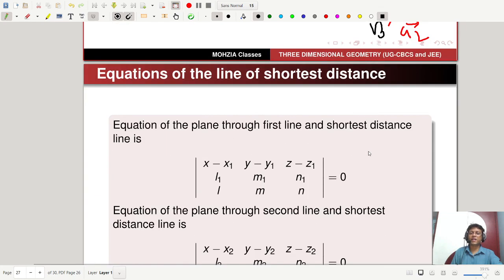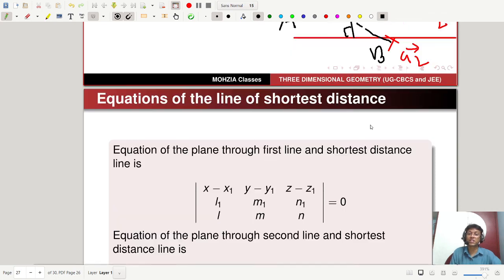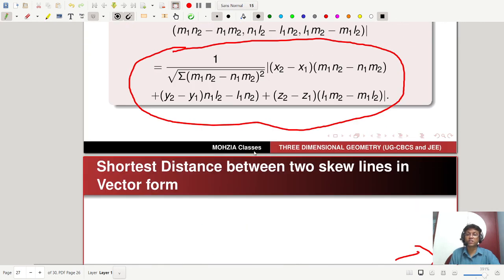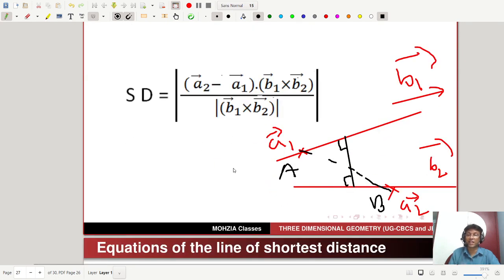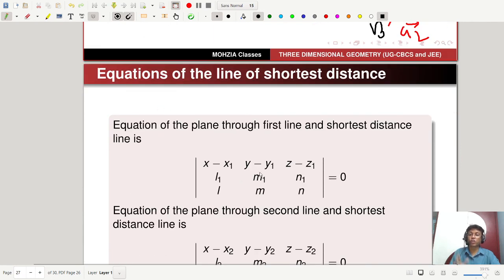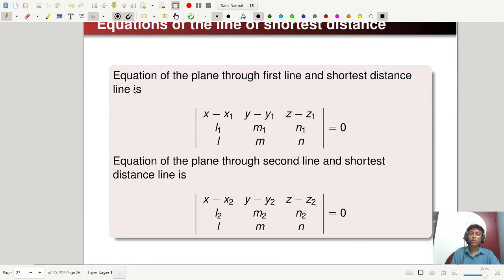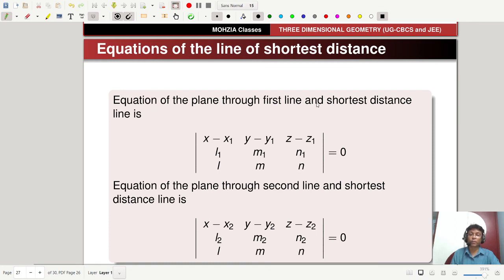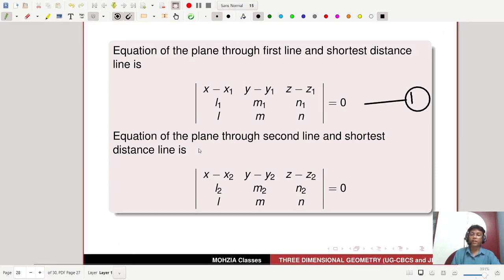And lastly, if you want to find the equation of the line of shortest distance, this is the shortest distance; if you take the modulus of this and calculate it, this will give you the distance. Now if you want to find the equation of the line of shortest distance, you need the equation of the plane through the first line and the shortest distance line, which is given by this determinant. Already you have learned how to write this. And the equation of the plane through the second line and the shortest distance line will be given by this.